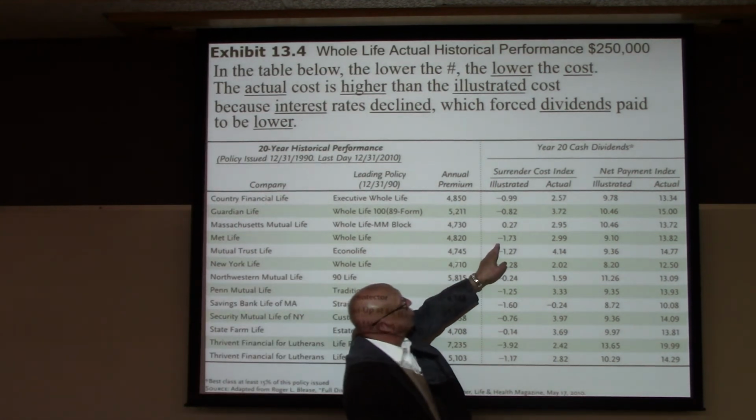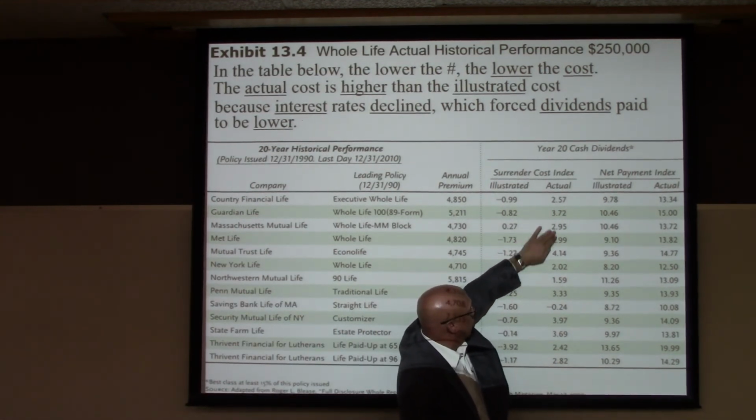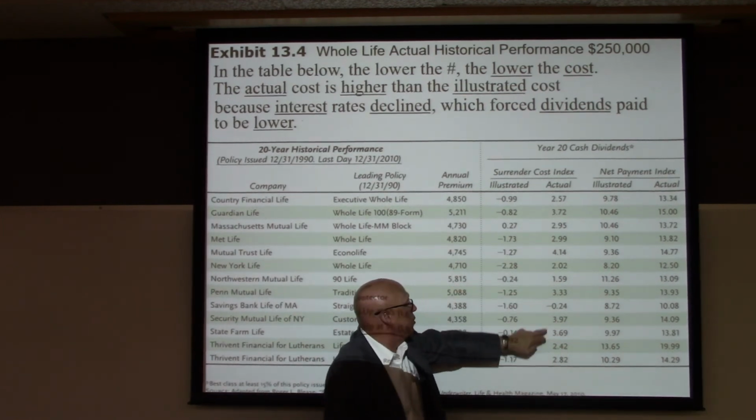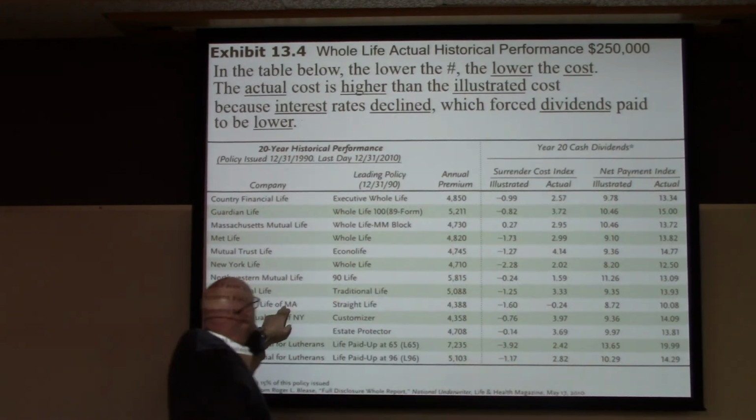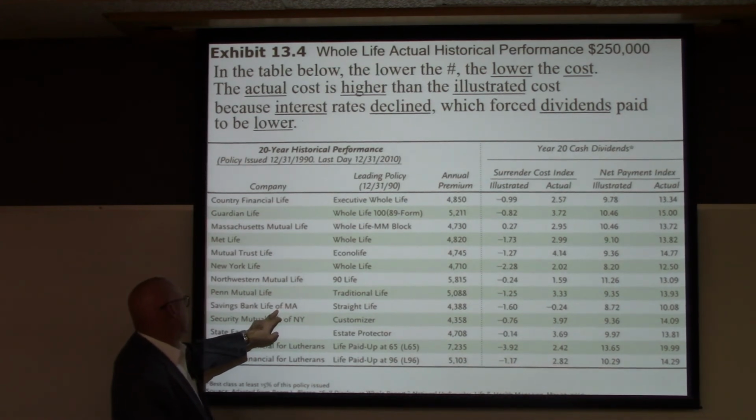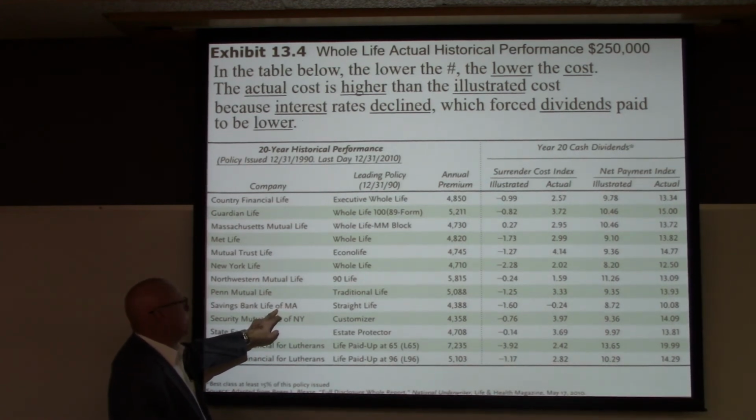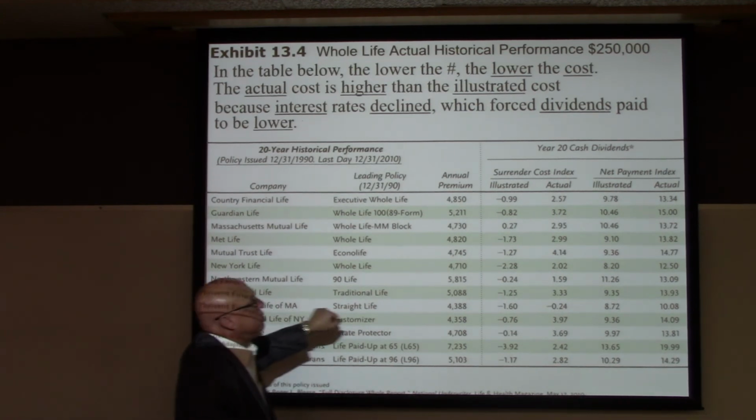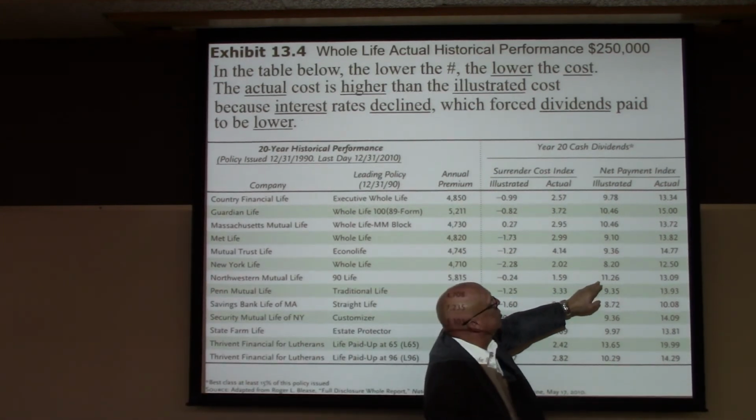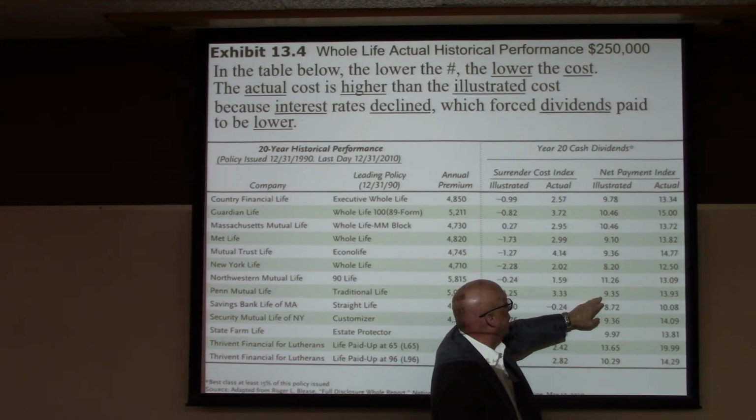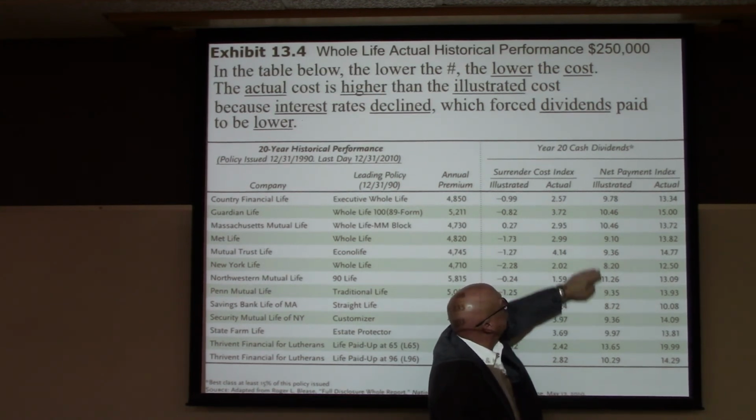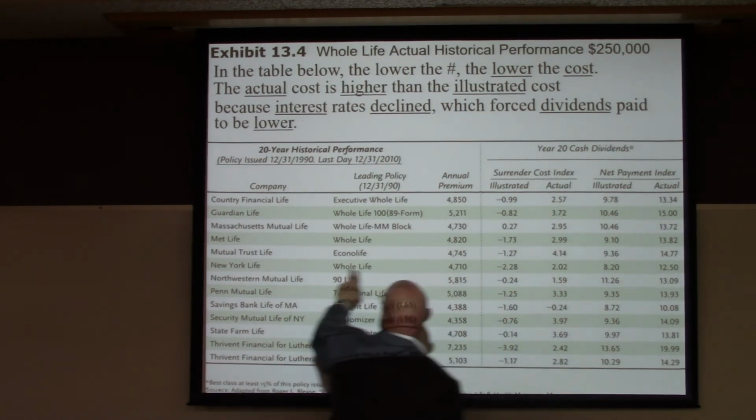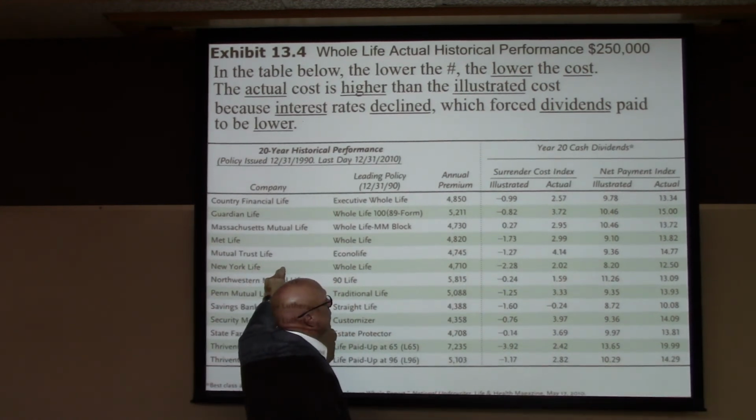This was what was illustrated. This is what the actual cost was per thousand. Okay? So what are you looking for here? You're looking for the cheapest one, and it's going to be this one. And it still is a Savings Bank Life of Massachusetts. This is the net payment index that does not consider the surrender value. And if you look at this one, this policy is the cheapest, $8.20 per thousand, New York Life.